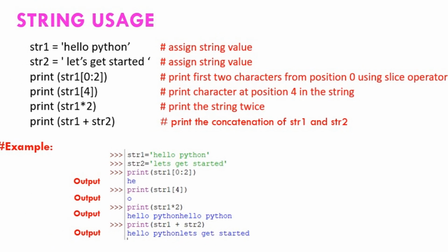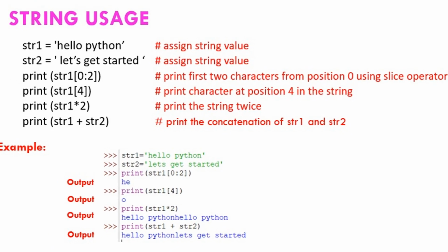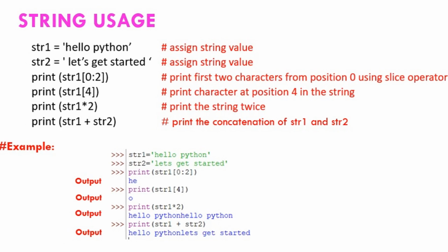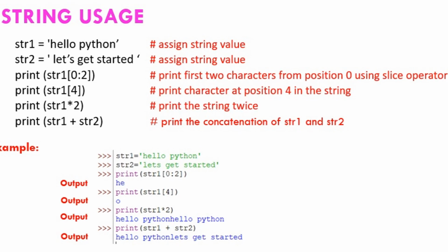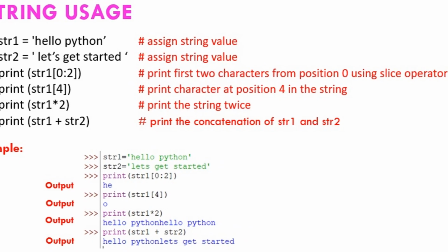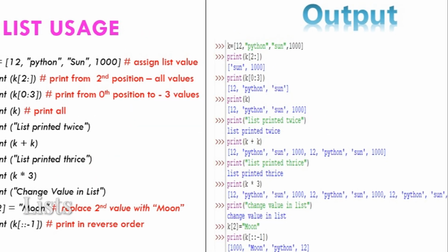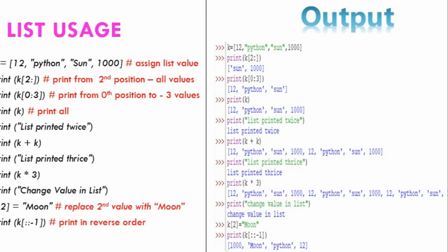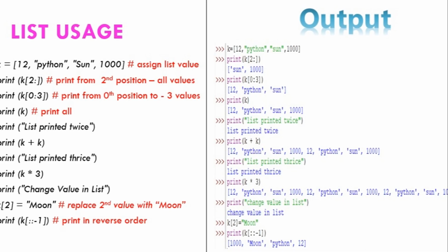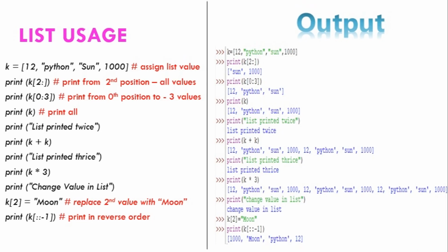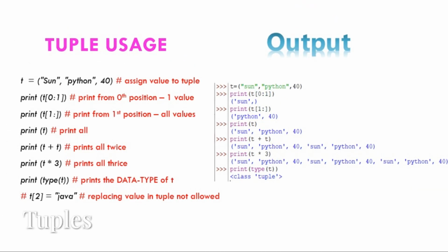Number 1, strings. It is an ordered sequence of letters or characters. They are enclosed in single quotes or double quotes. Check here how string values in variables str1 and str2 are manipulated. Number 2, list. List is also a sequence of values of any type. List is enclosed in square brackets. Check here how list values in variable k are manipulated.